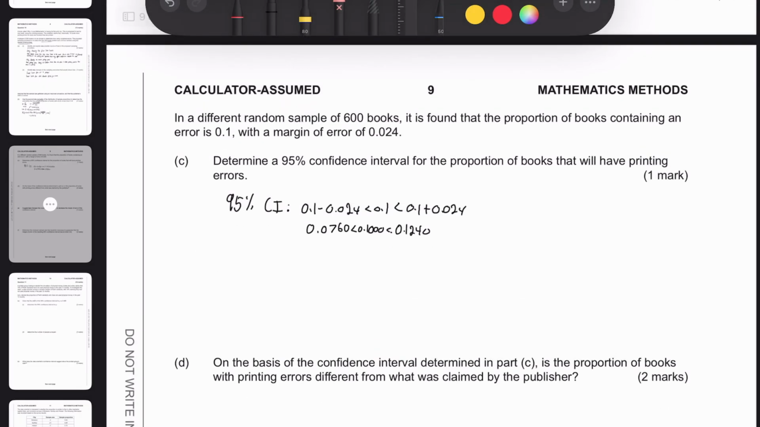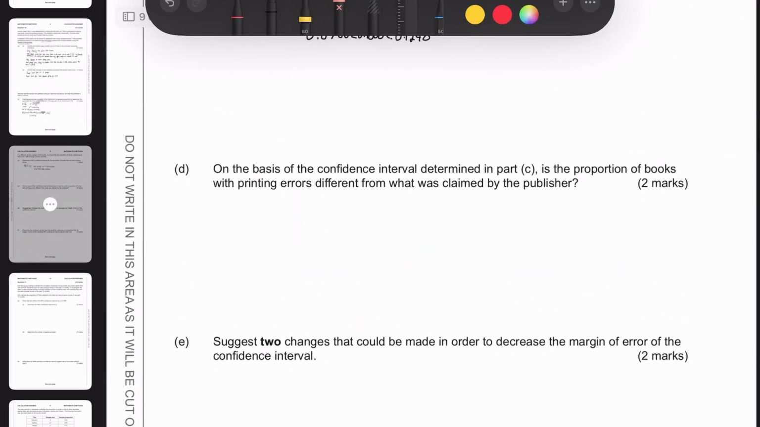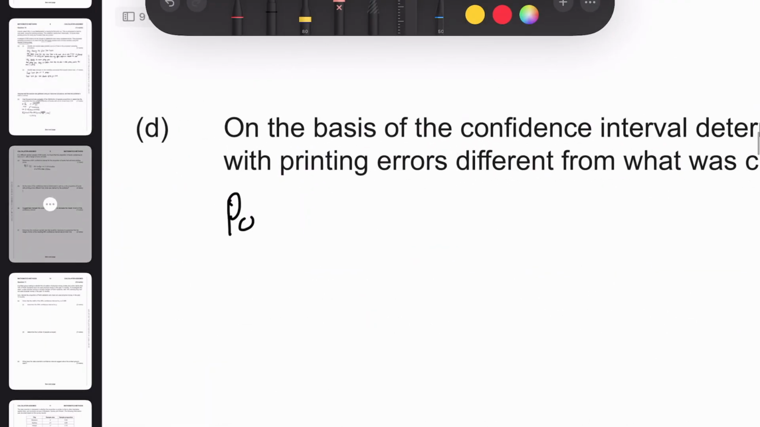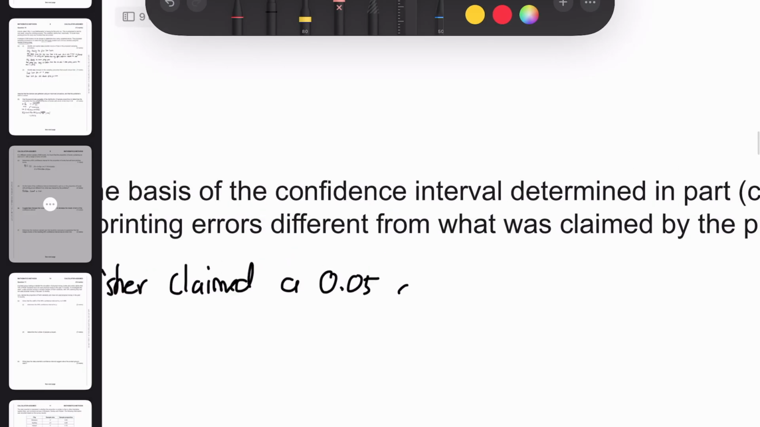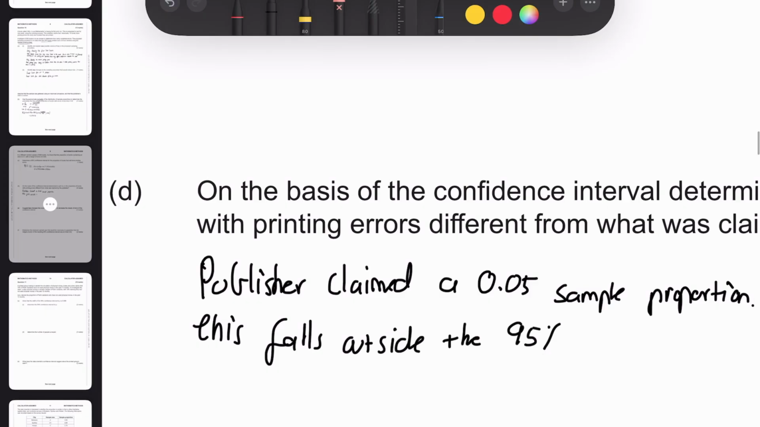On the basis of the confidence interval in part C, is the proportion of books with printing errors different from what was claimed by the publisher? So the publisher claimed a 0.05 sample proportion. This falls outside the 95% confidence interval in C.